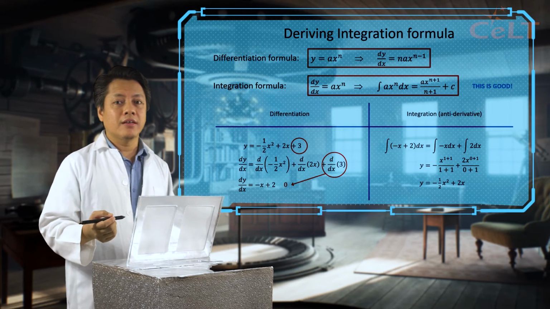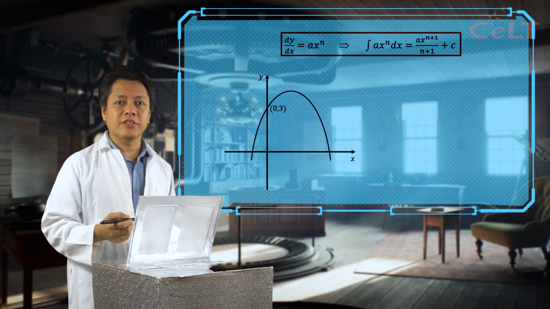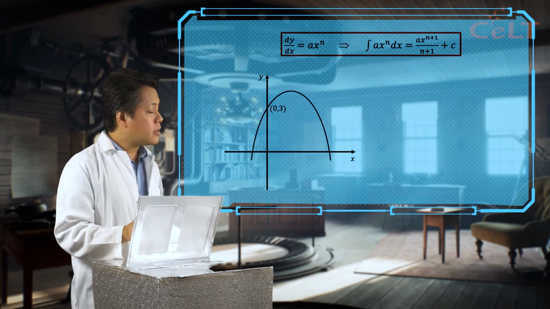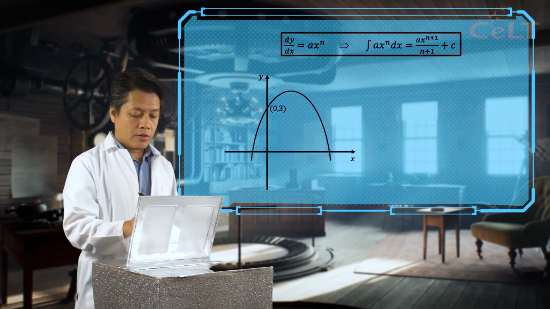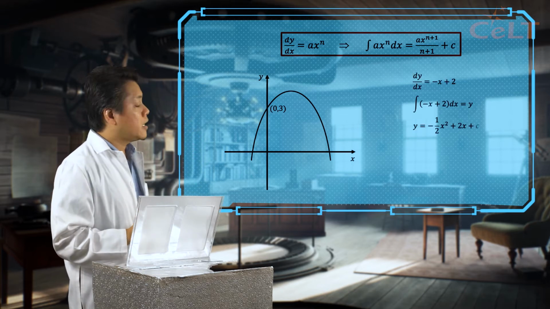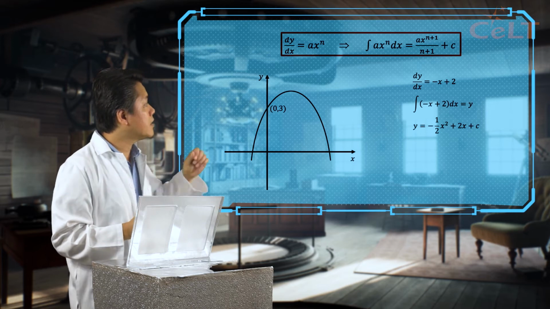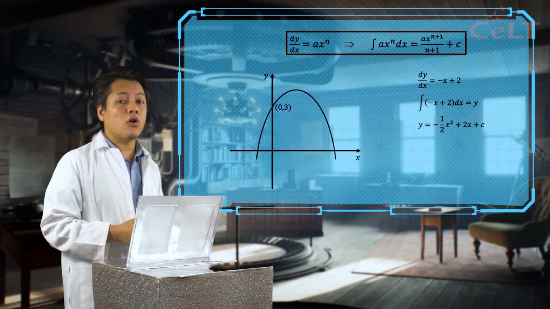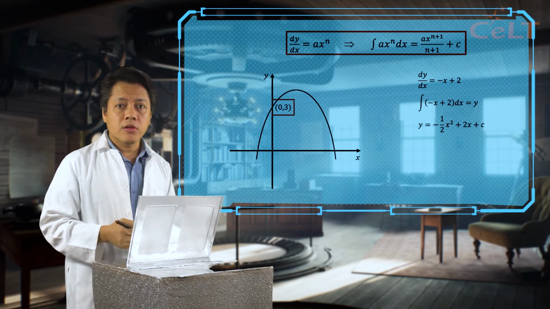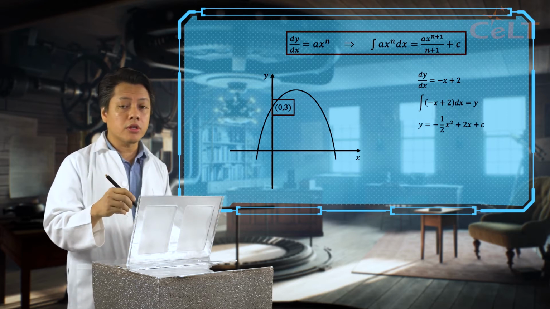We have completed deriving the formula for integration. Let us revisit the curve again and perform integration of the gradient function. So this is what we get. And notice that we have c right now. But do you notice that there is an information on the graph that we can use to determine the value of c? Yes, the curve intersects the y-axis at the coordinate of (0, 3). So we can use the information to determine c.